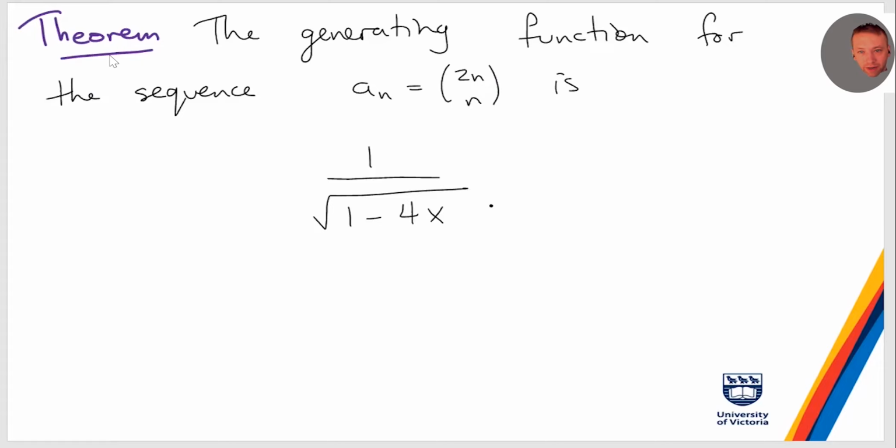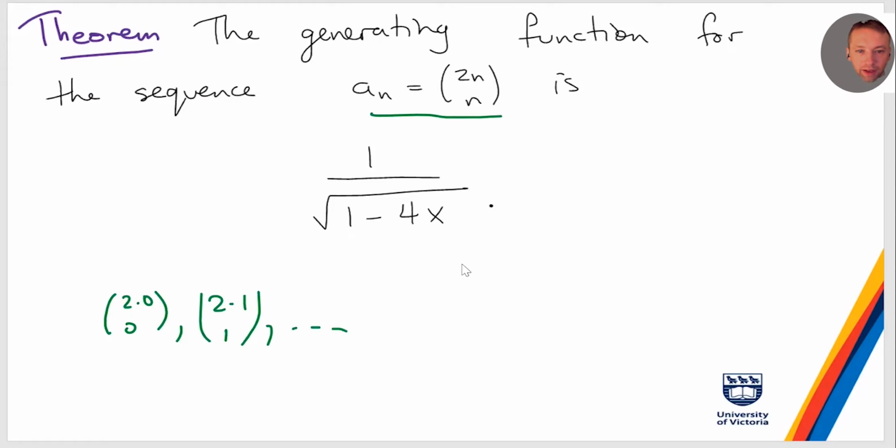So I want to find the generating function for the sequence a_n equals (2n choose n). In other words, I've got the sequence 2 times 0 choose 0, 2 times 1 choose 1, and so on. And I want to show that the generating function for the sequence is this weird looking thing, 1 over the square root of 1 minus 4x, which is not really the form we're really good at dealing with, right?